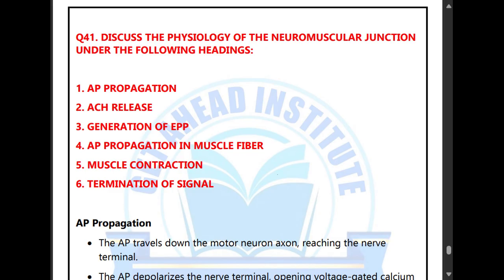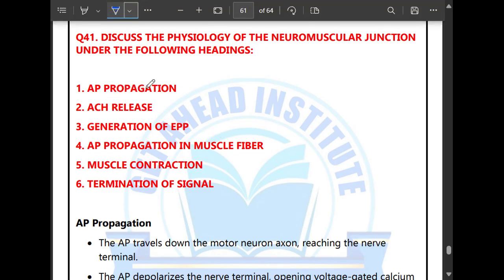Are we together? Yeah. So the question says: discuss the physiology of the neuromuscular junction under the following headings. The first one is action potential propagation. The second one is acetylcholine release. The third one is generation of end plate potential. The fourth one is action potential propagation in muscle fiber. The fifth one is muscle contraction. Then the sixth one is termination of signal.